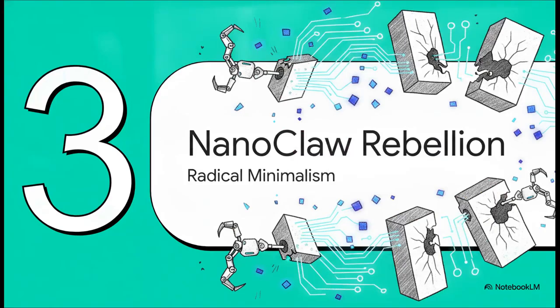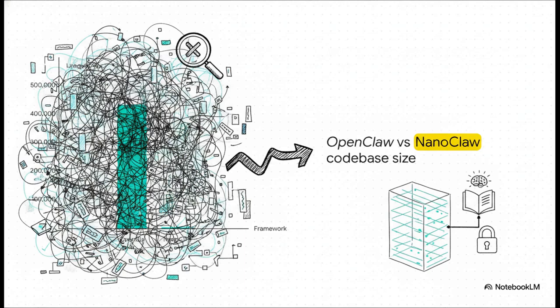So, how did the developer community respond? Let's check out Section 3, the Nanoclaw Rebellion. Just think about this stark contrast in scale for a second. On one hand, you have the total lines of code in Openclaw, over 434,000. On the other hand, you have Nanoclaw, roughly 3,000 lines of code. Wow, that is an extreme reset. We're going from massive software bloat straight to radical minimalism.